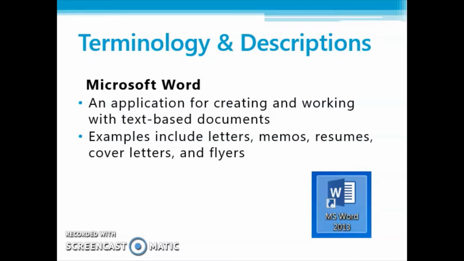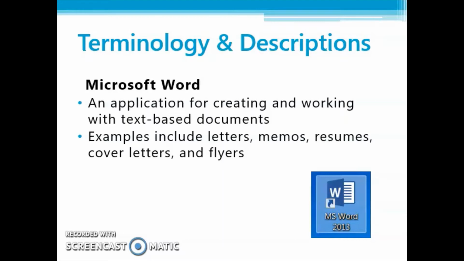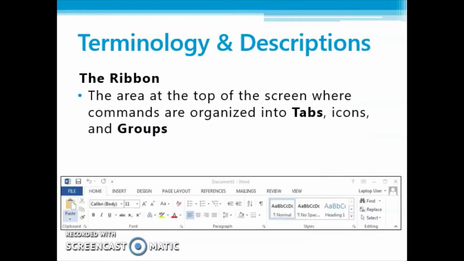So first off, Microsoft Word is an application for creating and working with text-based documents. Examples of things you can make with Microsoft Word include letters, memos, resumes, essays, cover letters, flyers, and so much more. And then next, our first definition is going to be the ribbon. So the ribbon is the area at the top of the screen where commands are organized into tabs, icons, and groups. So here we have an example of what the ribbon looks like. And basically, this is the command center where you can access most everything on Word.